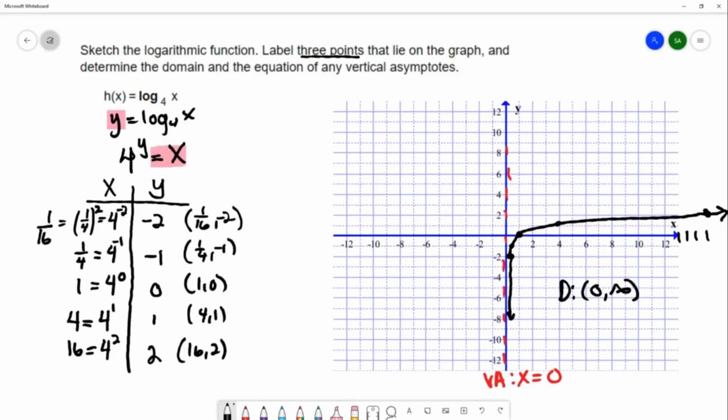So we have a graph where we've labeled 3 points, we've determined the domain, and we've determined the vertical asymptote for this log function.